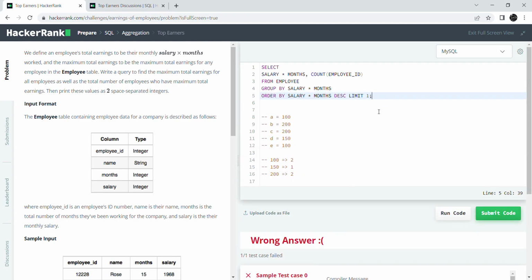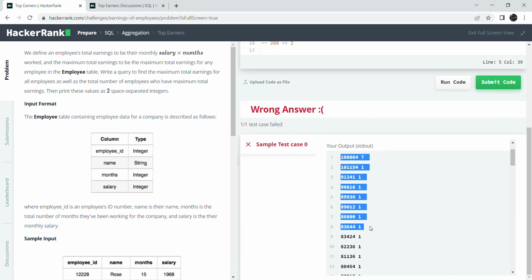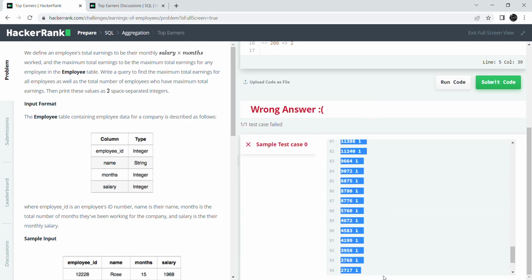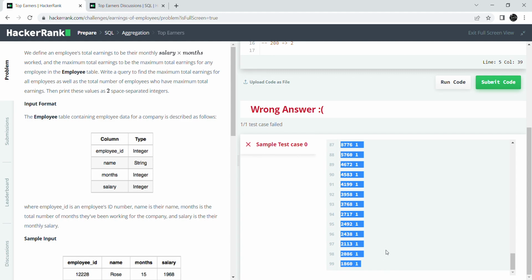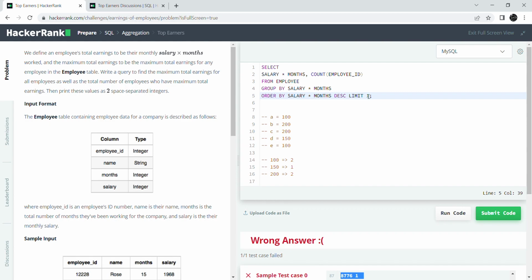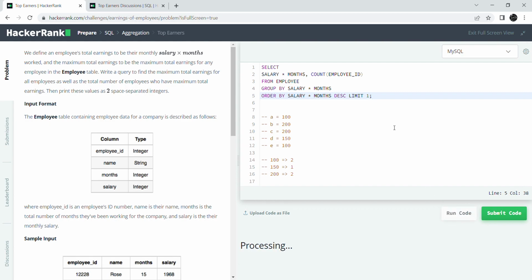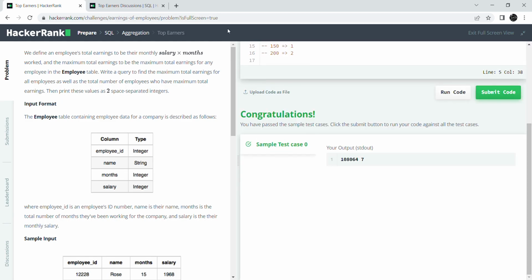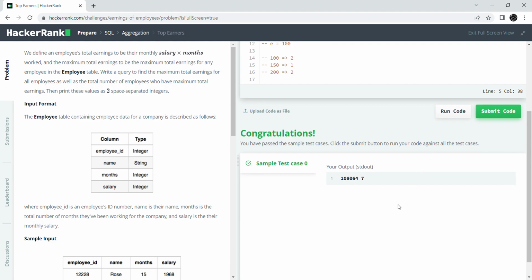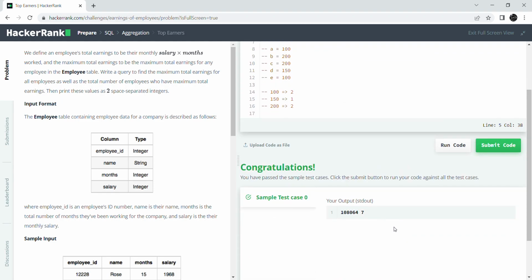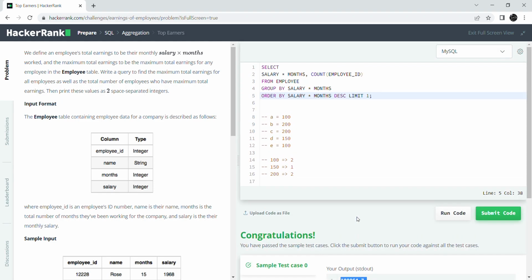It will not bother whether my result set is returning 100 rows, 200 rows, or 10,000 rows. It will just fetch the first row and display it. So if I run this, you will see we have most probably reached our ideal solution. See, we have successfully been able to solve this problem.